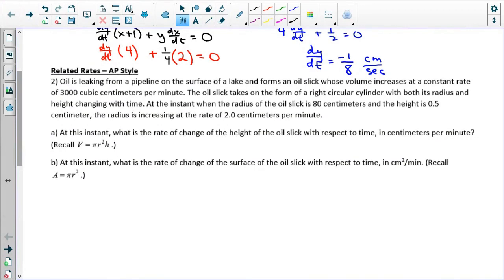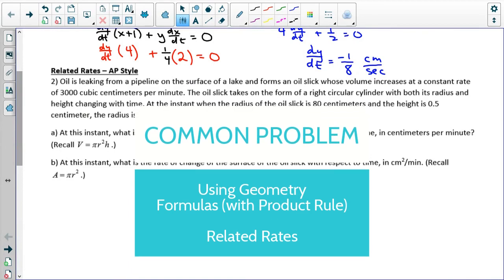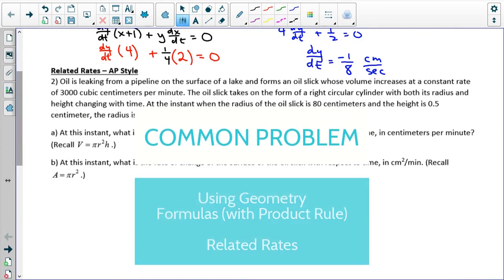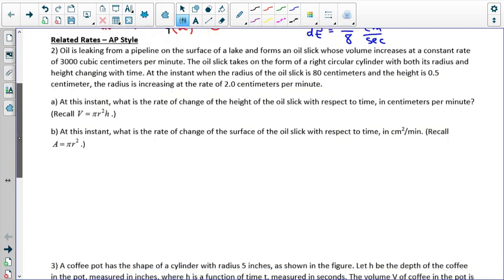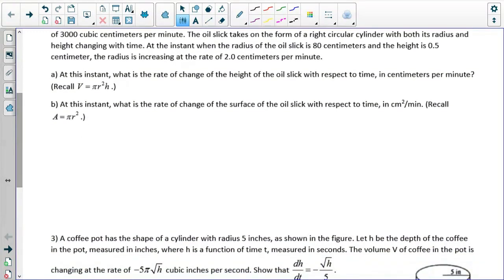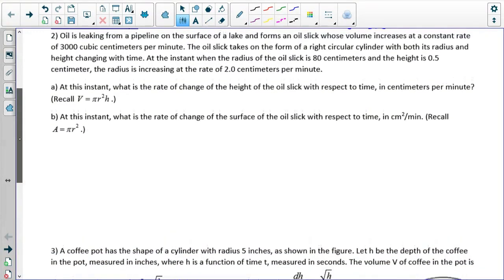Problem 2. Oil is leaking from a pipeline on the surface of a lake and forms an oil slick whose volume increases at a constant rate of 3,000 cubic centimeters per minute. You can kind of read the rest of this problem. There's a cylinder, and it's going to be a really wide cylinder that's not very tall, at least at the beginning. And that's kind of what an oil slick would look like on the top of a water or on the top of the ocean or a lake or something.